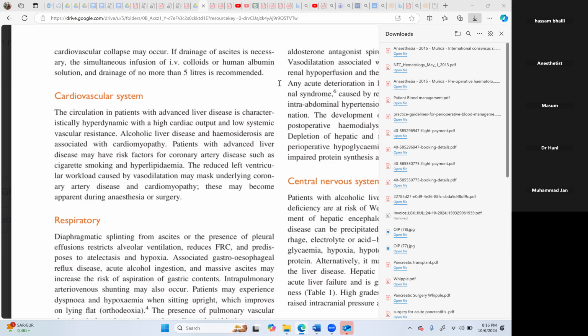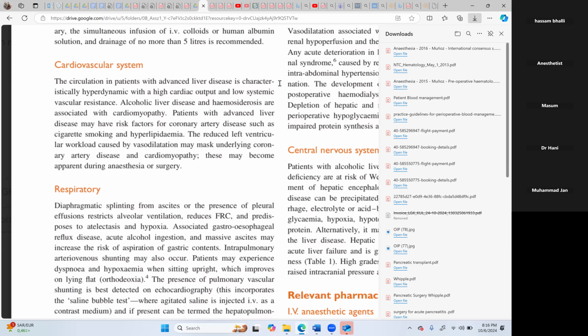Okay, so the reduced left ventricular workload caused by vasodilatation may mask underlying coronary artery disease and cardiomyopathy. These may become apparent during anesthesia or surgery.